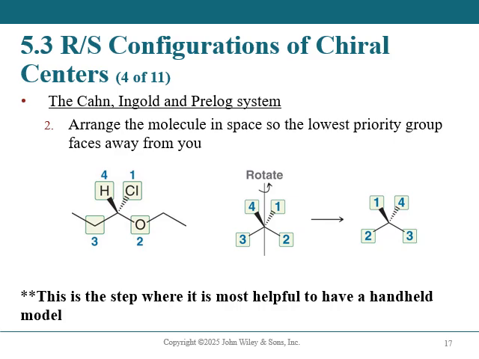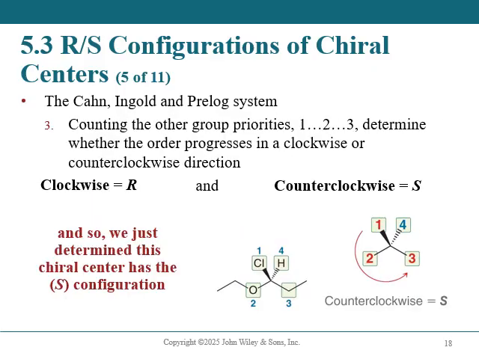Arrange the molecules in space so that the lowest priority faces away from you. We already kind of did that. Counting the priorities, clockwise is R, counterclockwise is S. In this case, this is the mirror image of the one we just did. Going 1, 2, 3, it's counterclockwise. This would be the S configuration.